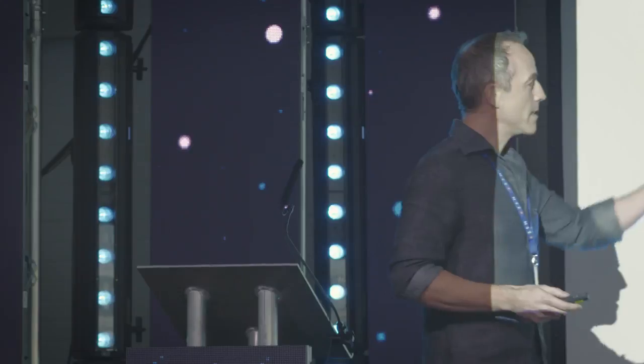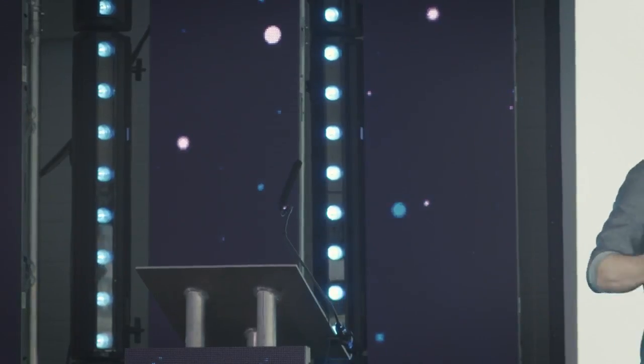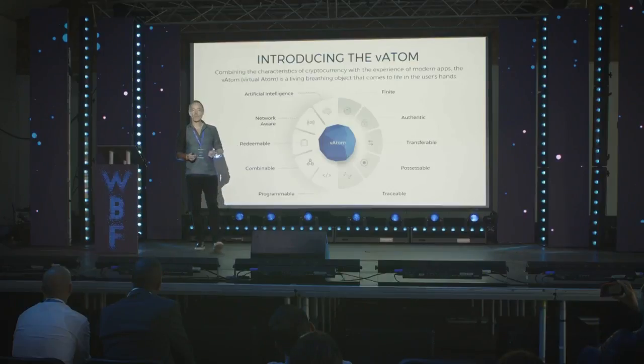So from the right-hand side here, these are the characteristics of cryptocurrencies that we all know and love. This is why we're all here, programmable scarcity. They're finite, they're authentic, they're transferable, they're possessible, they're traceable. These characteristics enable us to move around value without third parties.